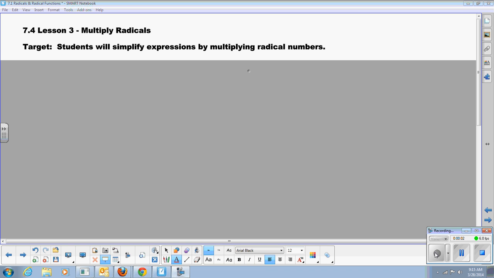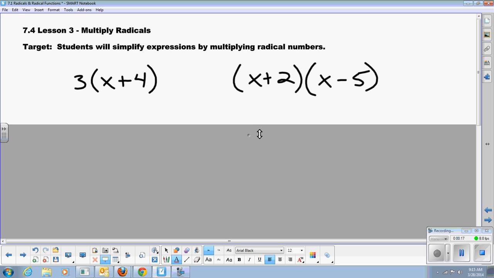Our third lesson from 7.4, we're dealing with simplifying radicals. It's actually going to be multiplying the expressions that have radicals in them. And you're going to be using a lot of the skills you've used when you didn't have a radical expression. So for example, if you look at the two expressions I've written here, 3 times x plus 4 and x plus 2 times x minus 5.